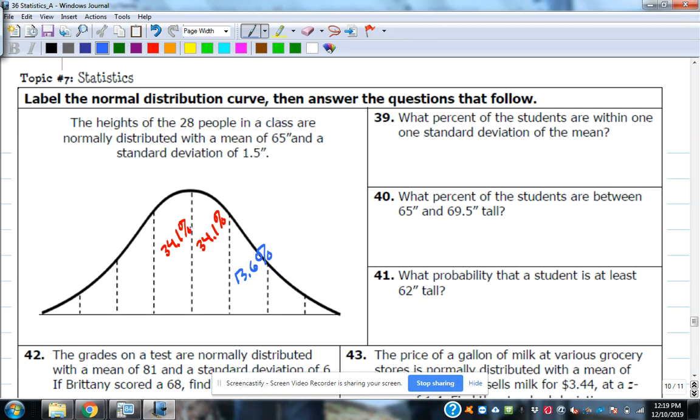Now, the next standard deviation away is 13.6% on each side. If it's normally distributed, it's always these same percentages. The next standard deviation away, that block right there, is 2.2%. Same thing over here. It's always these same numbers. And then the very last little small bit there is 0.1%.